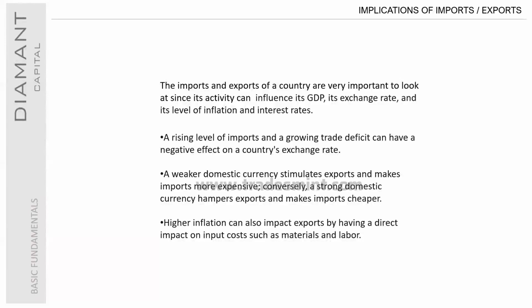So high inflation can also impact exports by having a direct impact on input costs such as materials and labor. And of course, we know that's very important, something that manufacturers always have to consider.